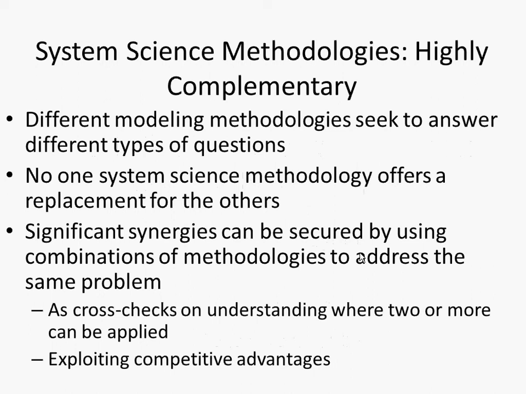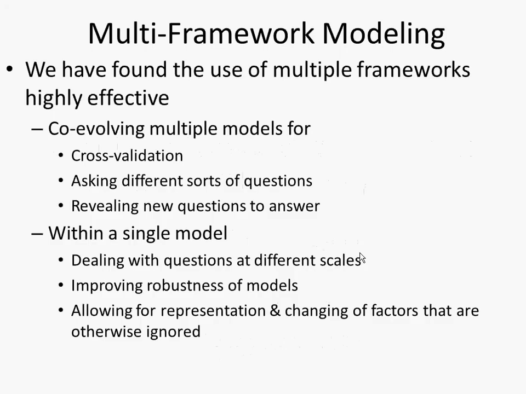It turns out these different types of system science methods, system dynamics and agent-based modeling, are highly complementary. They seek to answer often different types of questions or different pieces of a system, and no one answer replaces the other. So I'm just going to give you a glimpse of this because we have other things to talk about today. But our group here at the university has for a long time been a leader at looking at ways of combining these different approaches within a single model and sometimes with different models within a single project.